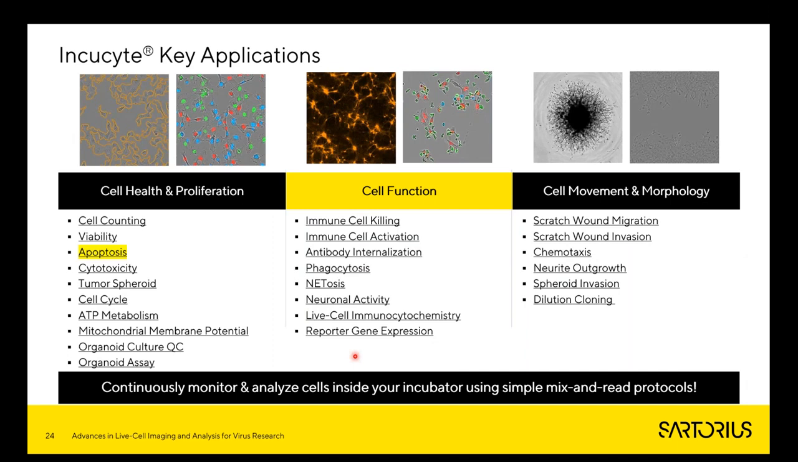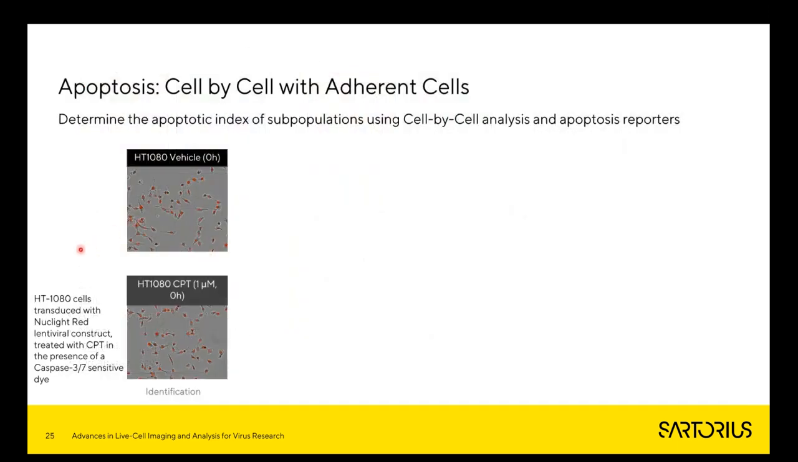So to study the mechanism of virus-induced cell killing of host cells, it can be beneficial to use a readout to quantify cell death, such as apoptosis. In our reagent portfolio, we've got some very simple mix-and-read apoptosis reagents to allow you to perform measurements of kinetic apoptosis in real time. In this slide, I'm going to show you how we can use the cell-by-cell module to quantify apoptosis by not only performing a label-free cell count, but also performing subpopulation analysis.